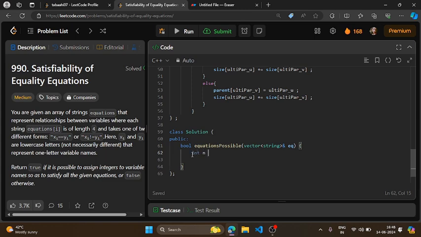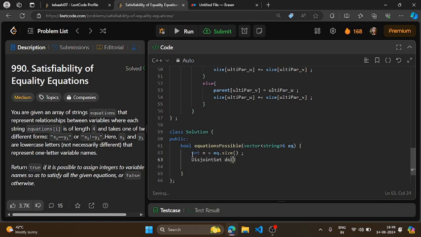Now, let us say this is the size of my equation. Now, as I have told you, what is the first thing we were going to do? In the first loop, we will just check for the equations where we have equalities, right? And we will connect our graph on the basis of these equalities, okay? So let me make an object of that particular class which we have made above, which is this disjoint set, and let us call it ds.